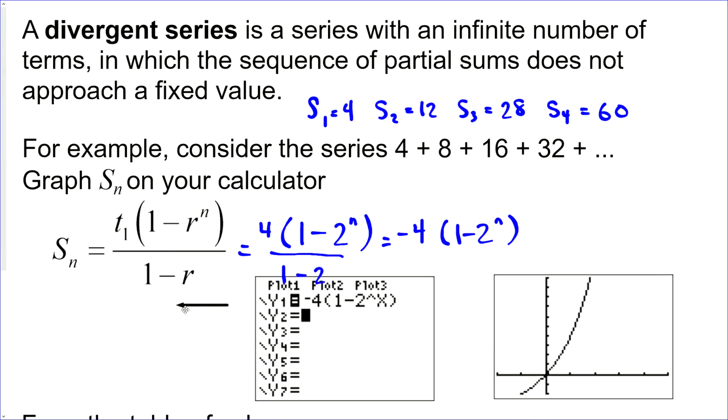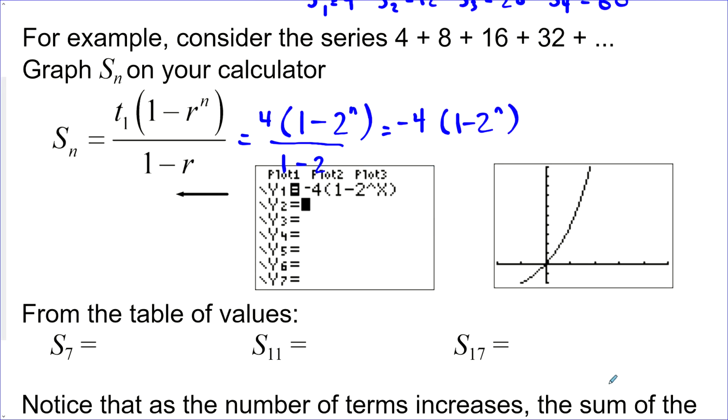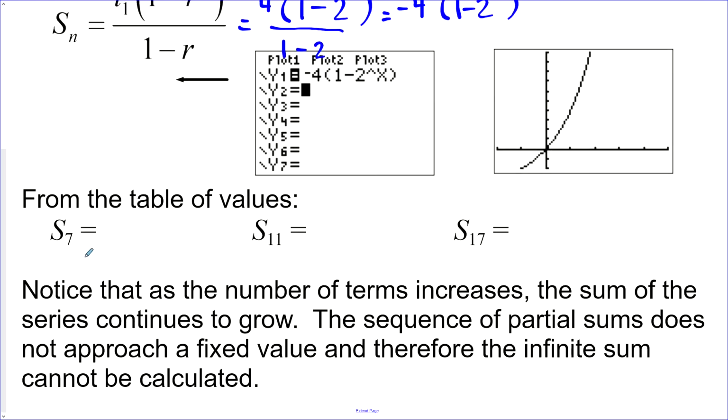And that looks like this, where you see that this graph just skyrockets off. There's no horizontal asymptote. It does not get closer and closer to a specific value. Let's look at the table of values then and find these sums here. S7 is 508. S11 is 8,188. And S17 is 524,284. This is definitely not going to a specific value. So therefore, its sum cannot be calculated. It just goes off and approaches infinity as n approaches infinity.